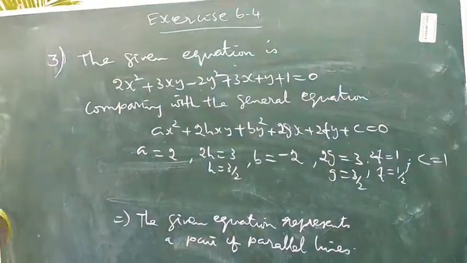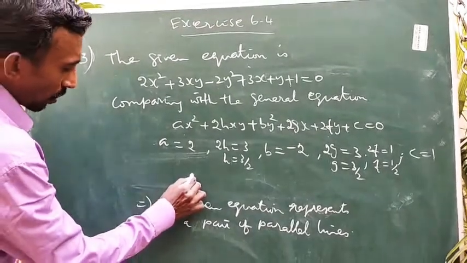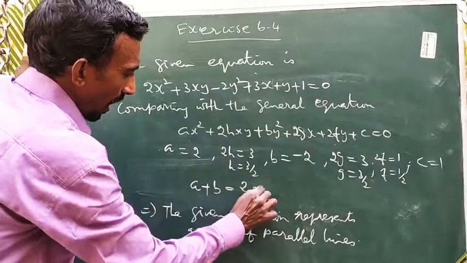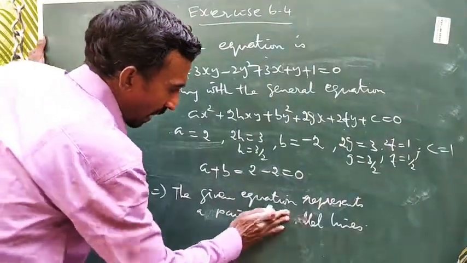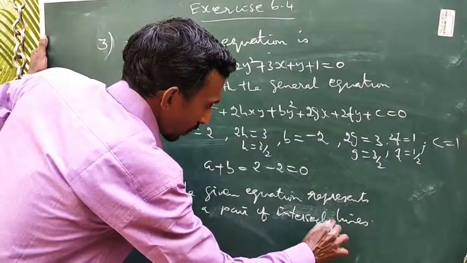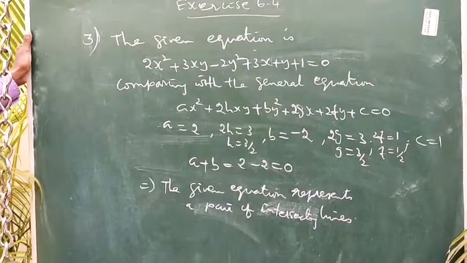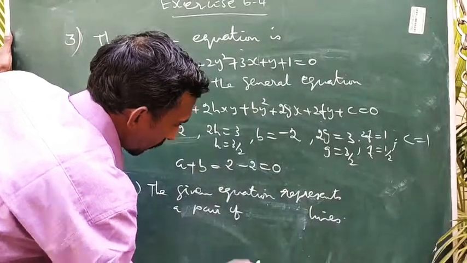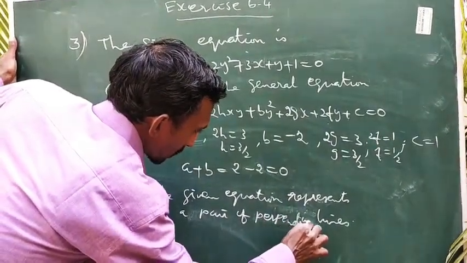So here the condition of perpendicular is a plus b equal to 0. So find out the a plus b value. It is 2 minus 2, 0. Therefore the given equation represents a pair of intersecting lines. Okay, so a plus b equal to 0, that means the angle is 90 degrees. Sorry, pair of perpendicular lines, not intersecting, pair of perpendicular lines.